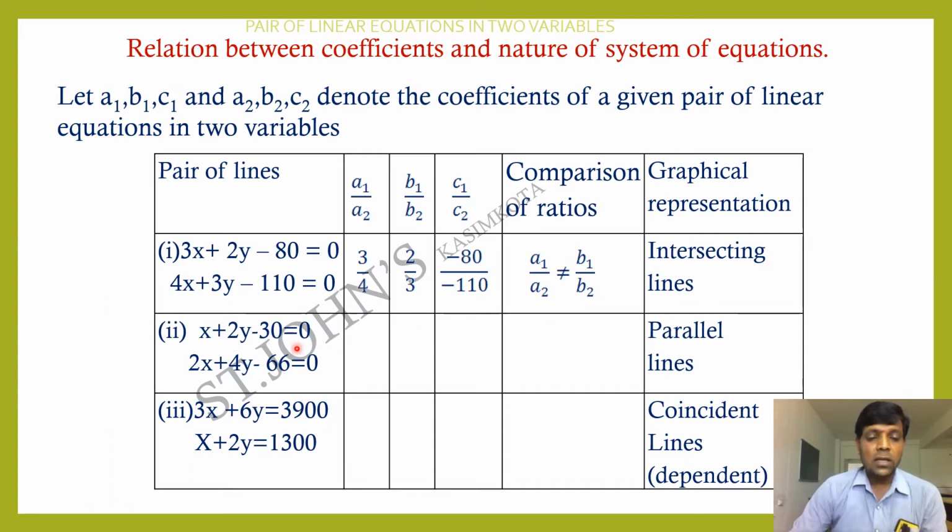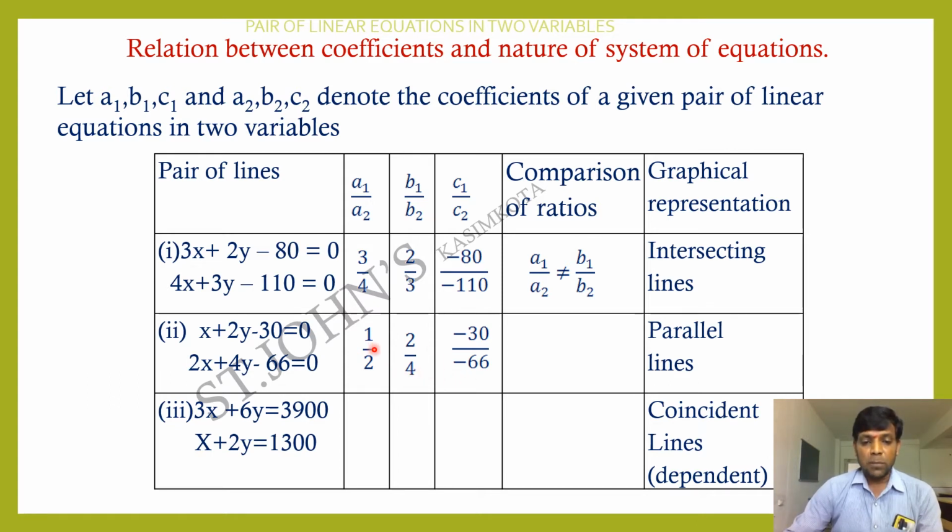So we go to another pair of equations. The second one: x plus 2y minus 30 equal to 0, and 2x plus 4y minus 66 equal to 0. What is the value of a here? a1 means 1, b1 means 2, c1 means minus 30. a2 means 2, b2 means 4, c2 means minus 66. So we have to write the values in the given ratios. a1 by a2 means 1 by 2, b1 by b2 means 2 by 4, c1 by c2 means minus 30 by minus 66.